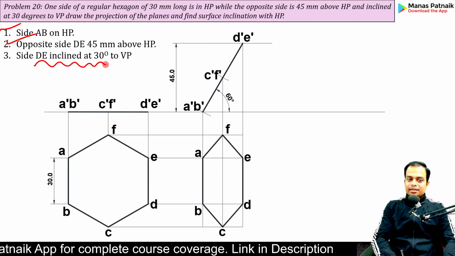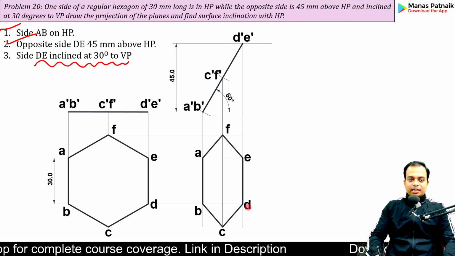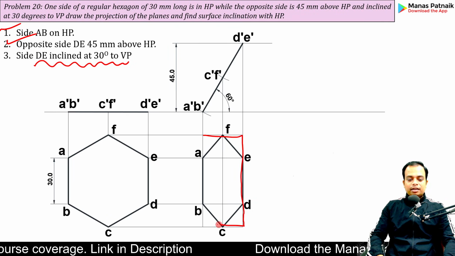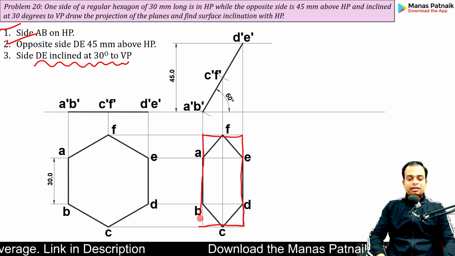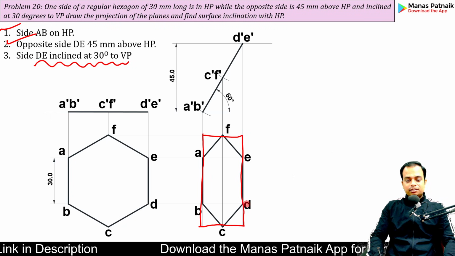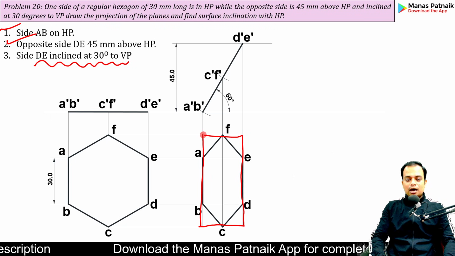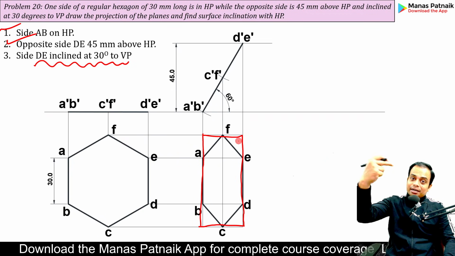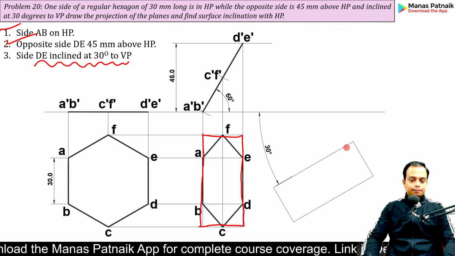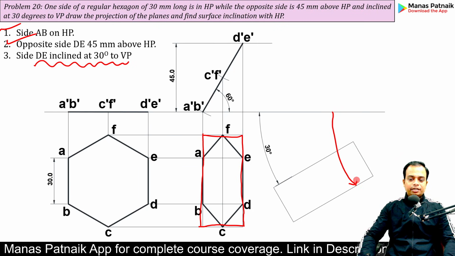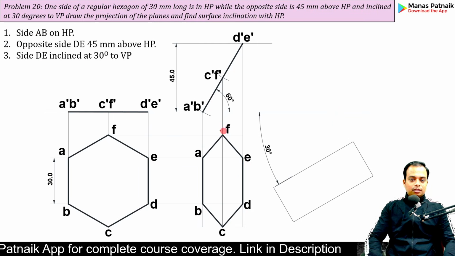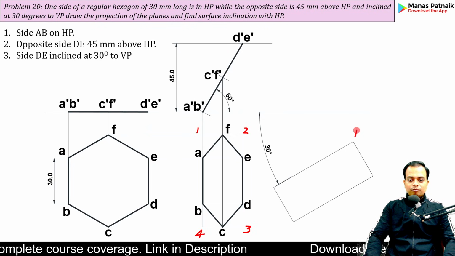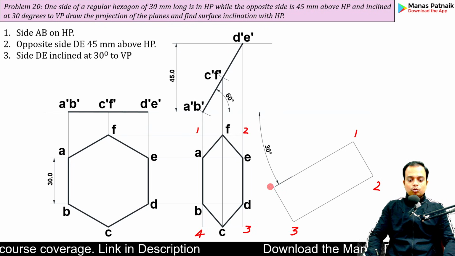Step number 3, DE has to be kept at an angle of 30 degrees with the VP. So assume that it is enclosed in a rectangle, and then we have to recreate this rectangle. Since this DE and AB both are a part of this rectangle, we are going to incline this rectangle initially at 30 degrees. You can also say this is also 30 degrees, by the way. Let's say this is 1, 2, 3, 4. This is going to be 1, 2, 3, 4.